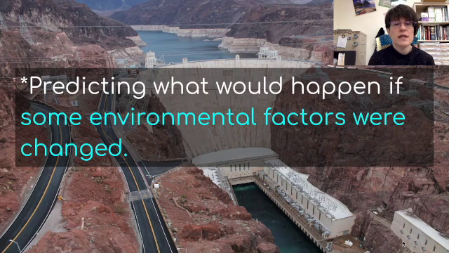For instance, if we put in a dam like the Hoover Dam, how will that impact different species in the river, and will they still be able to thrive, or would it cause some of them perhaps to go extinct? So just taking a look at those types of things.